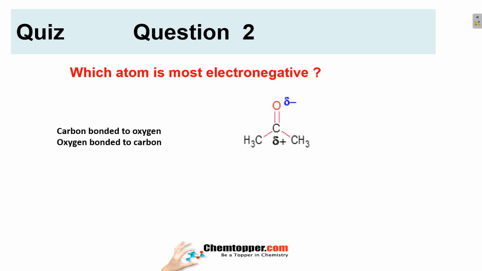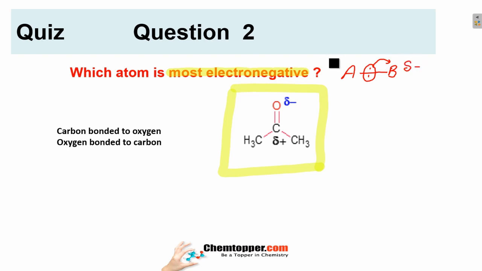In question number 2, they are asking you to identify the most electronegative element in the given organic molecule. The most electronegative element has the highest tendency to pull the shared pair of electrons. Like if B is more electronegative than A, this electron pair will be closer to B. So B will acquire a partial negative. A will acquire a partial positive.